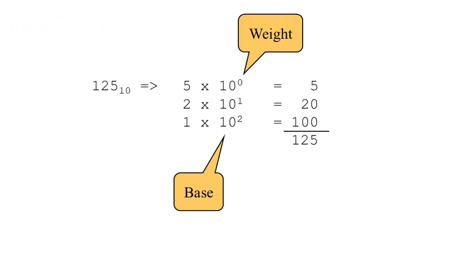Understanding the weight of each digit in a number is crucial for conversion. Here, we break down the number 125.